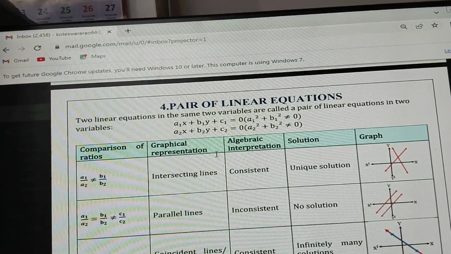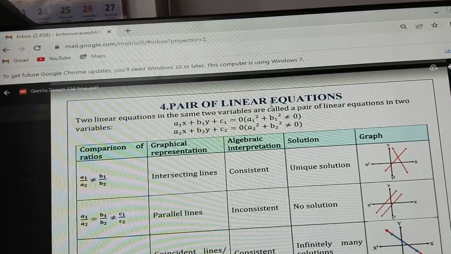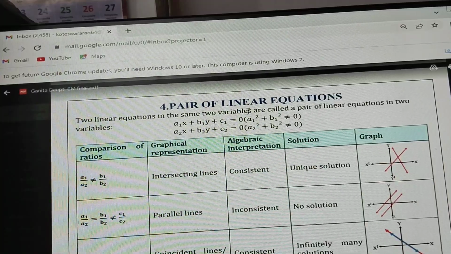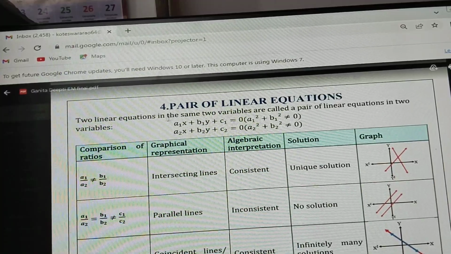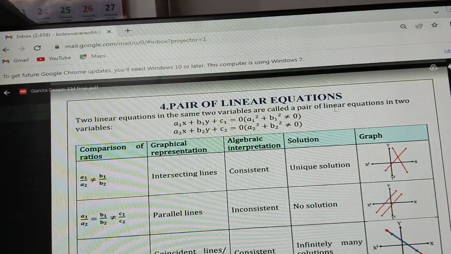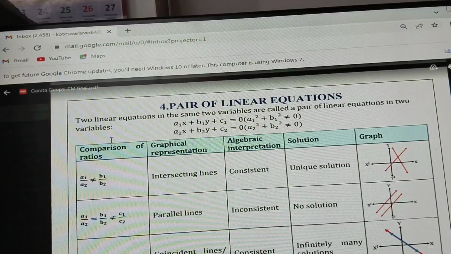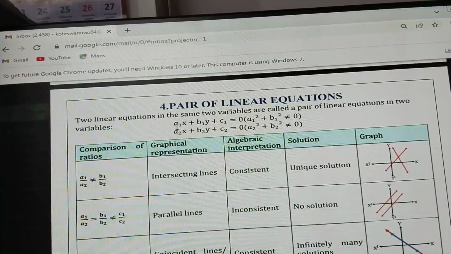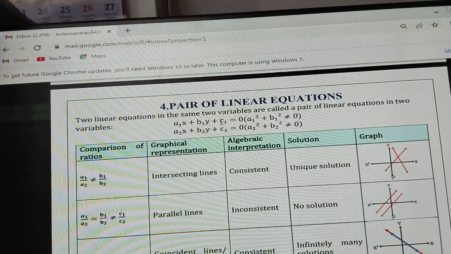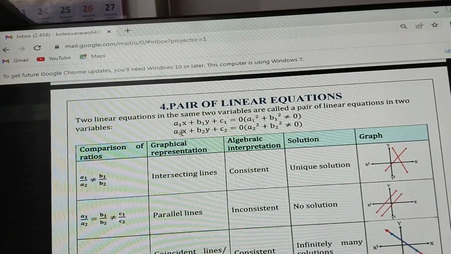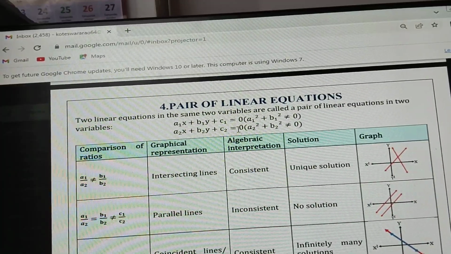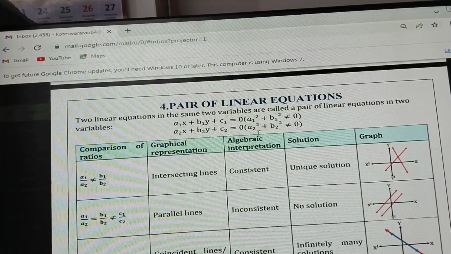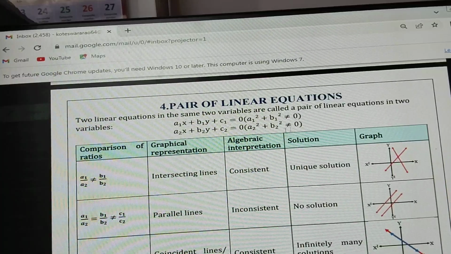Today I am going to explain pair of linear equations in two variables. Two linear equations in the same two variables are called the pair of linear equations in two variables. So here, two equations: a1x plus b1y plus c1 is equal to 0 and a2x plus b2y plus c2 is equal to 0. The conditions are a1 square plus b1 square is not equal to 0 and a2 square plus b2 square is not equal to 0.